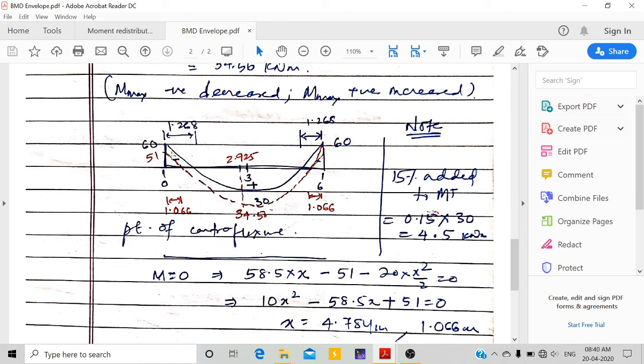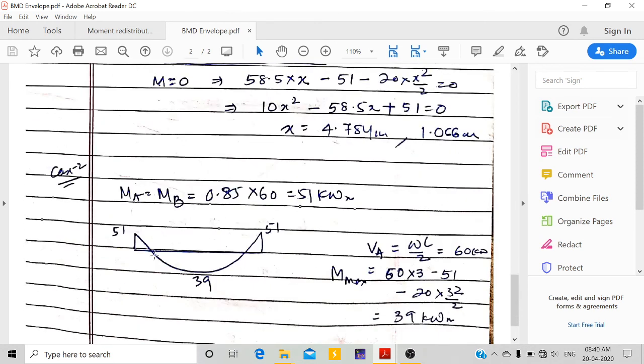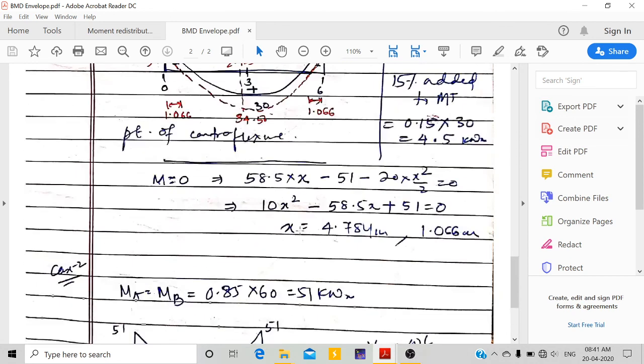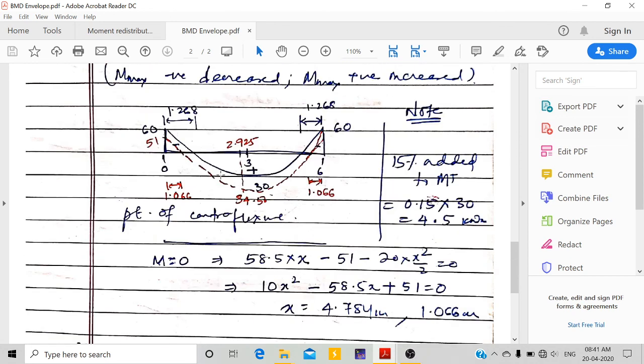Whichever is maximum, we decrease. Before, you were designing for 60 kilonewton meter; now you design only for 51. So your section will decrease and your reinforcement will decrease. Before, the difference between the peak moments was 60 minus 30, which is 30 kilonewton meter. Now the difference between the peak moments is 51 minus 39, so it also decreases. So you can have the same cross section size throughout, and it will become economical when you put the same reinforcement throughout. So this is the bending moment envelope that we studied in this example. Thank you.